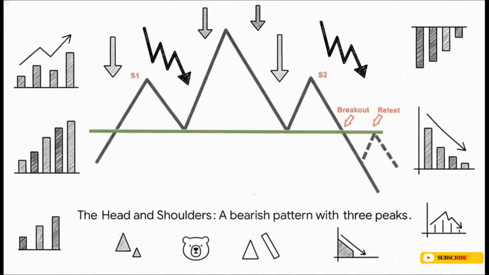This next one is probably one of the most famous patterns out there, the head and shoulders. It tells the story of a dying uptrend in 3 parts. Part 1, a rally to a peak, that's the left shoulder. Part 2, an even stronger rally to a higher peak, that's the head.